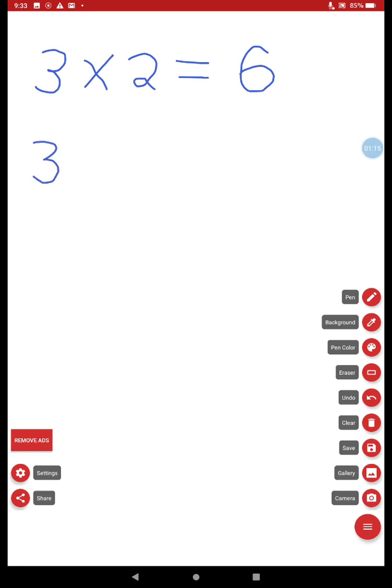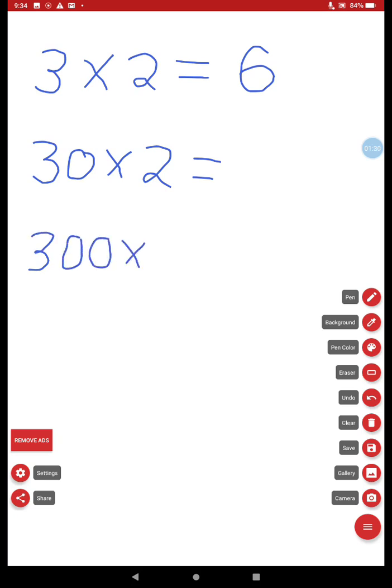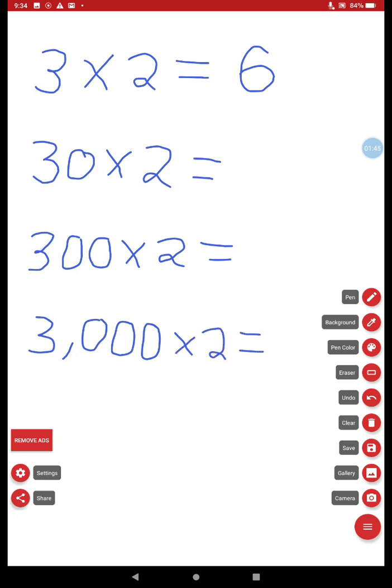Well, what if I look at that same idea? 30 times 2. You might say, that's not the same idea. Those are big different numbers. Well, keep that in mind. Let's look at 300 times 2. And now finally, let's take a look at 3,000 times 2. All right, guys. Here's the pattern we're going to look at.